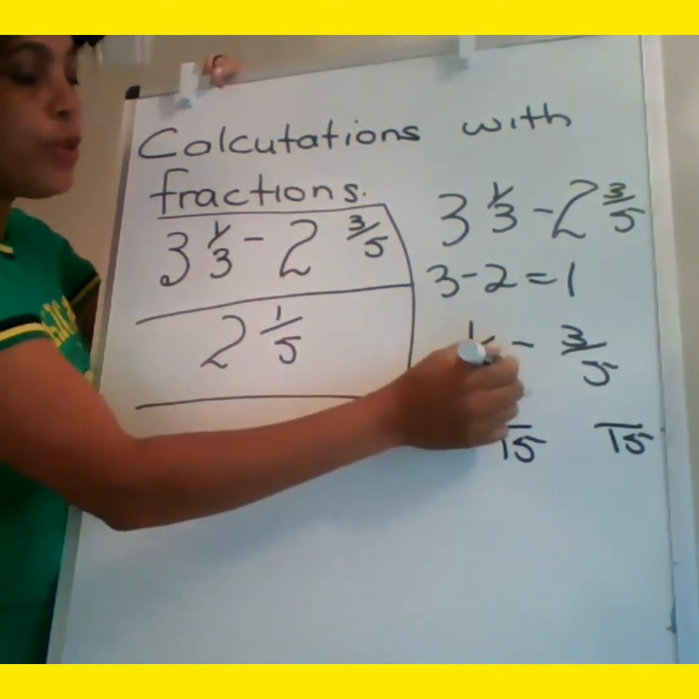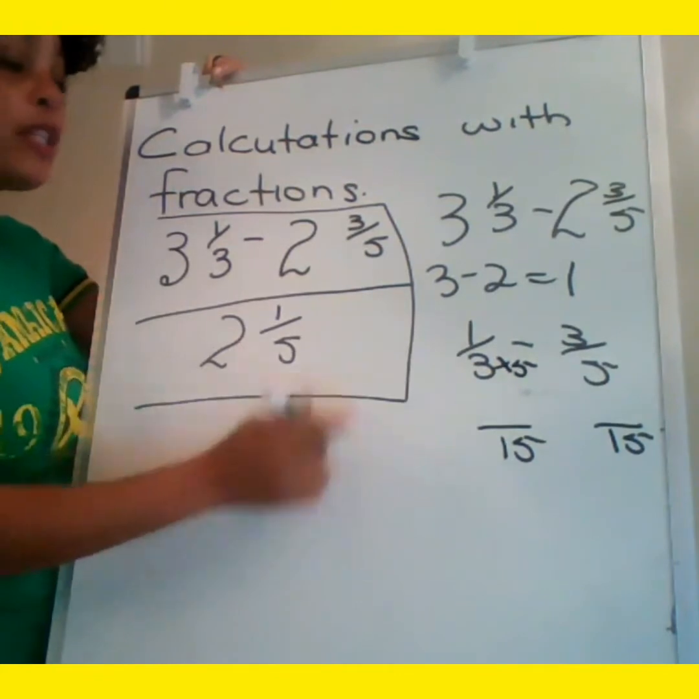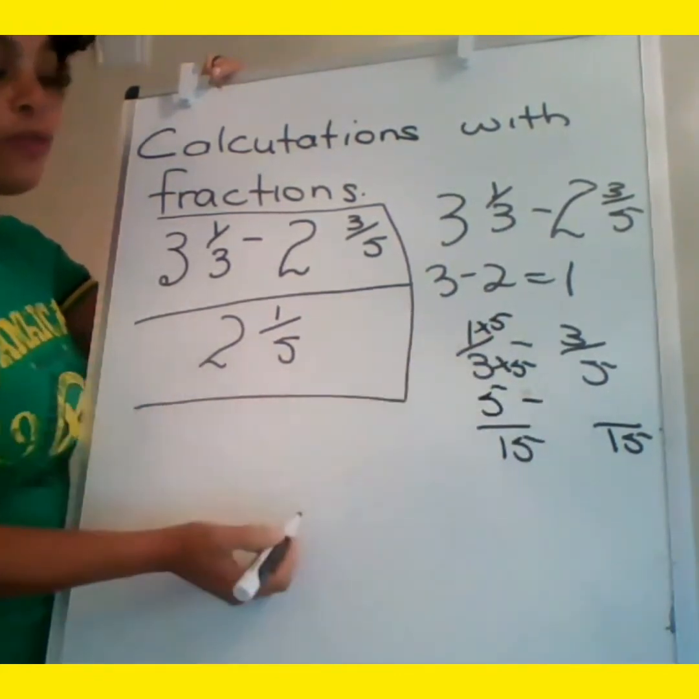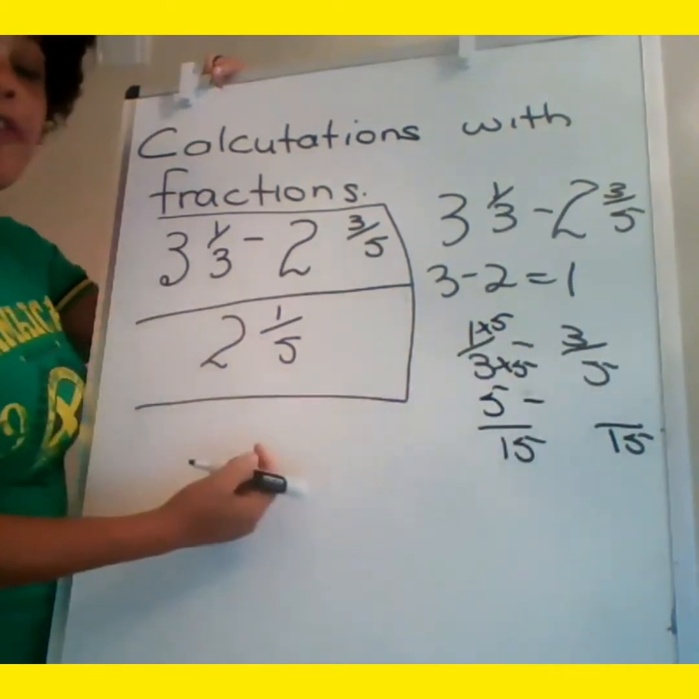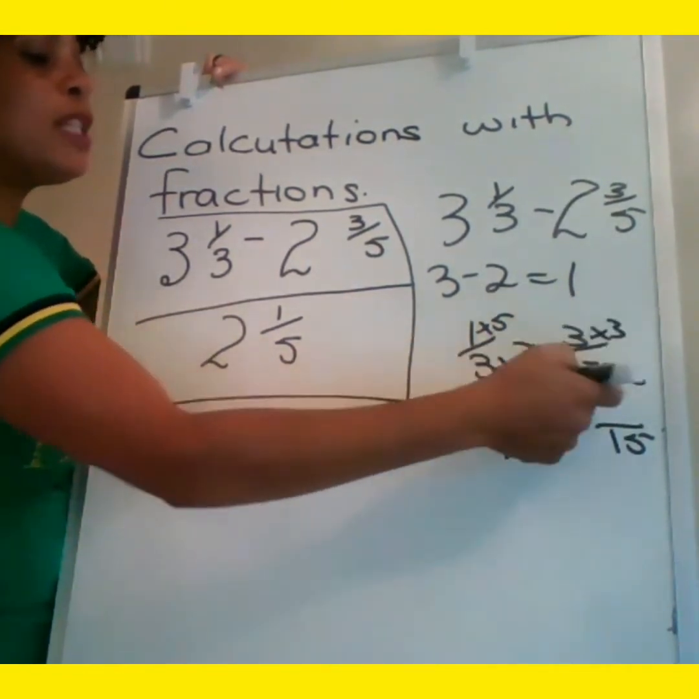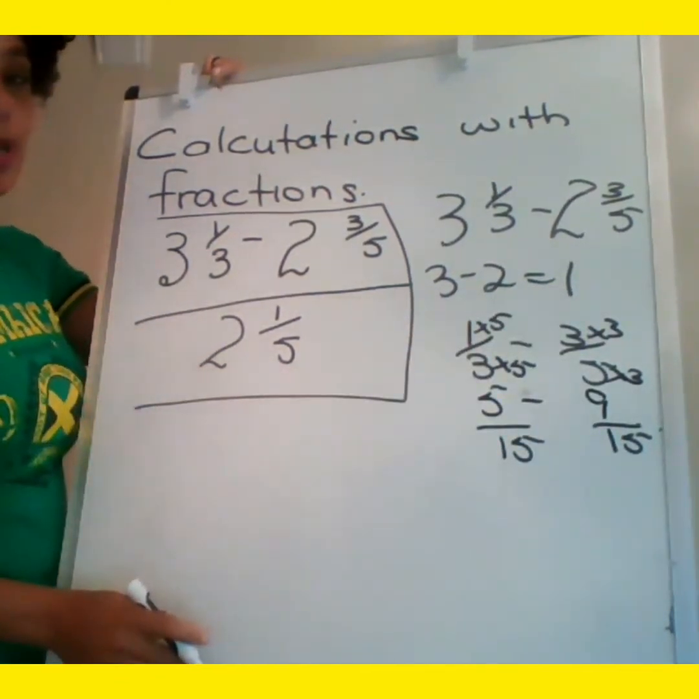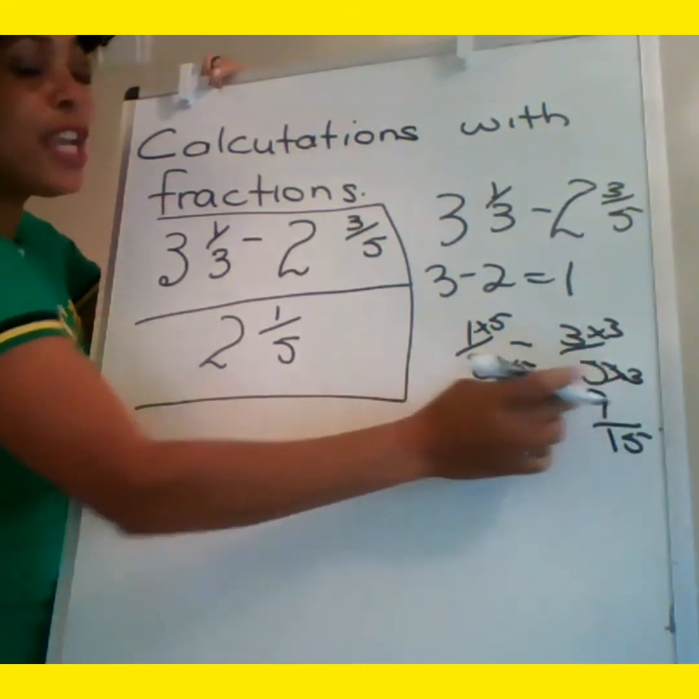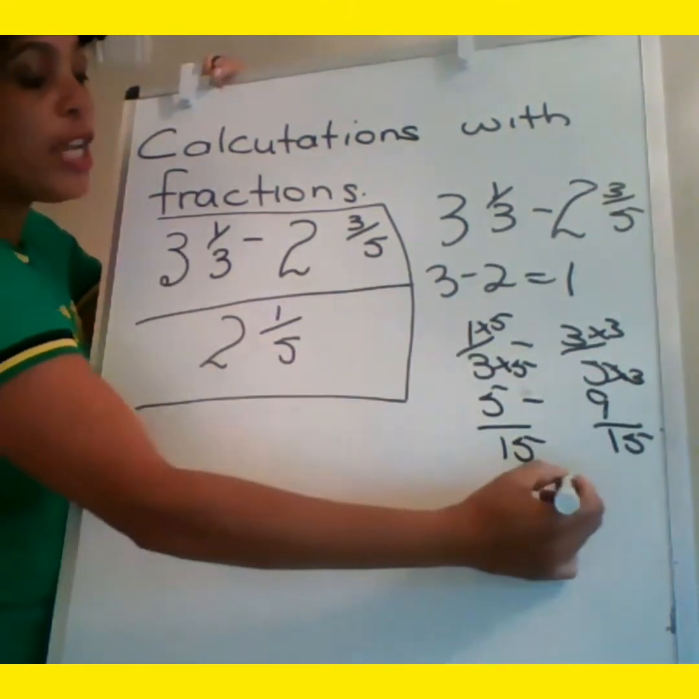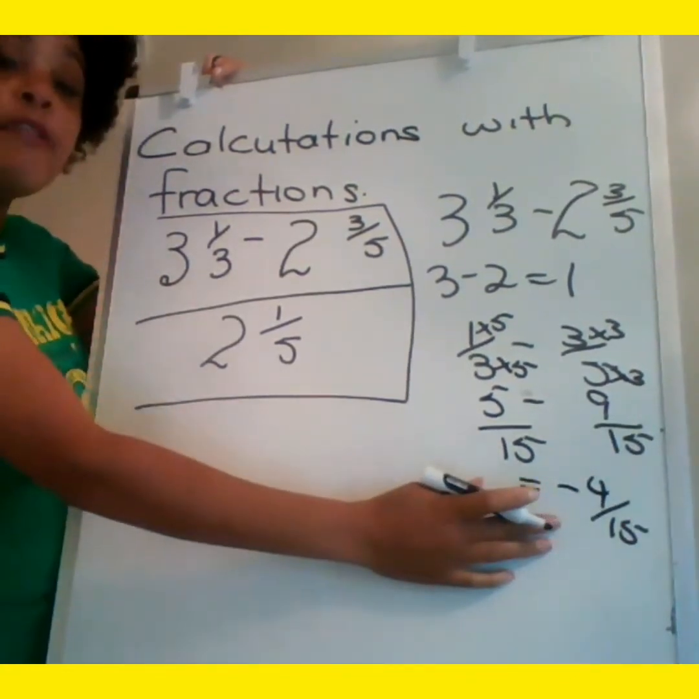What do I do from 3 to get to 15? Times it by 5. So if I times the denominator by 5, I need to times the numerator by 5. So that becomes 5. What do I do from 5 to get to 15? Times it by 3. So if I times the denominator by 3, I need to times the numerator by 3. Here I have 5 take away 9, which means this was not enough. 5 take away 9 is minus 4 over 15. It means I need 4 more pieces.